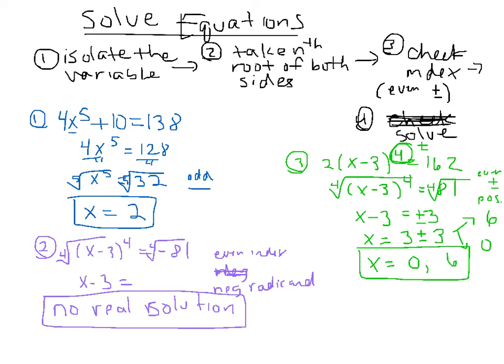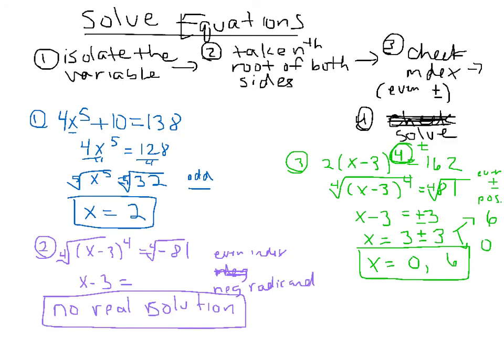So to go over this one more time, you need to get the variable by itself. So whether your variable is just on its own like it is here, x to the 5th, or if it's inside the parentheses to some power, get that by itself. Take the nth root. So whatever that exponent is, that's the root you're going to be taking. If it's x to the 5th, you'll take the 5th root. If it's something to the 4th, you're going to take the 4th root. If it was x to the 12th, you take the 12th root. So you're going to do that to both sides.